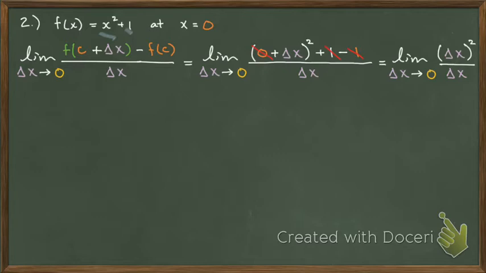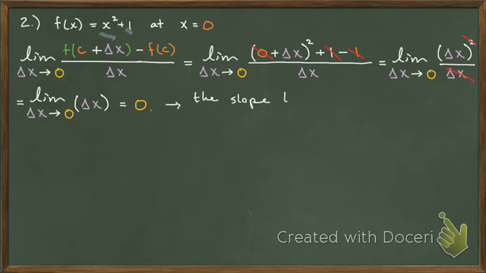I can cancel one of them in the numerator, and that leaves me with the limit as delta x goes to 0 of just delta x, which is, of course, 0, right? Delta x is approaching 0 as delta x approaches 0. Okay, so what this gives me is the slope to my function, x squared plus 1, at x equals 0.